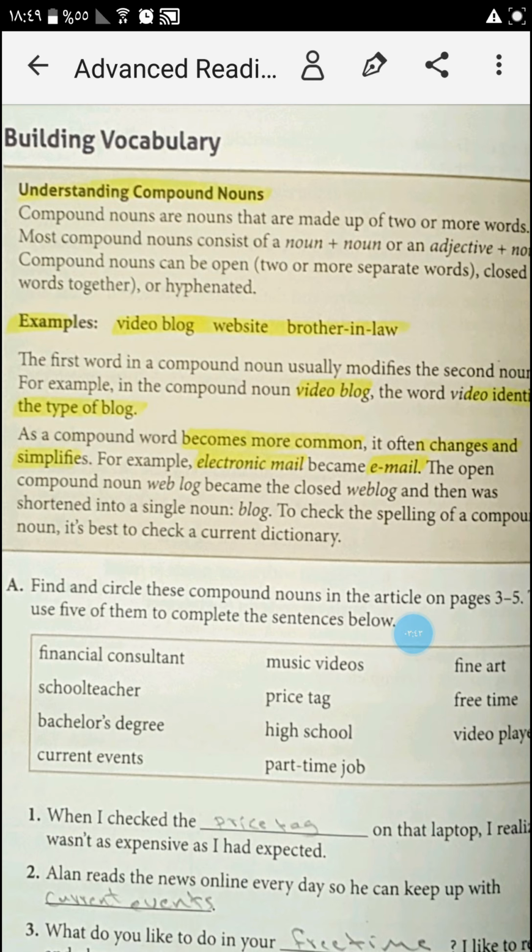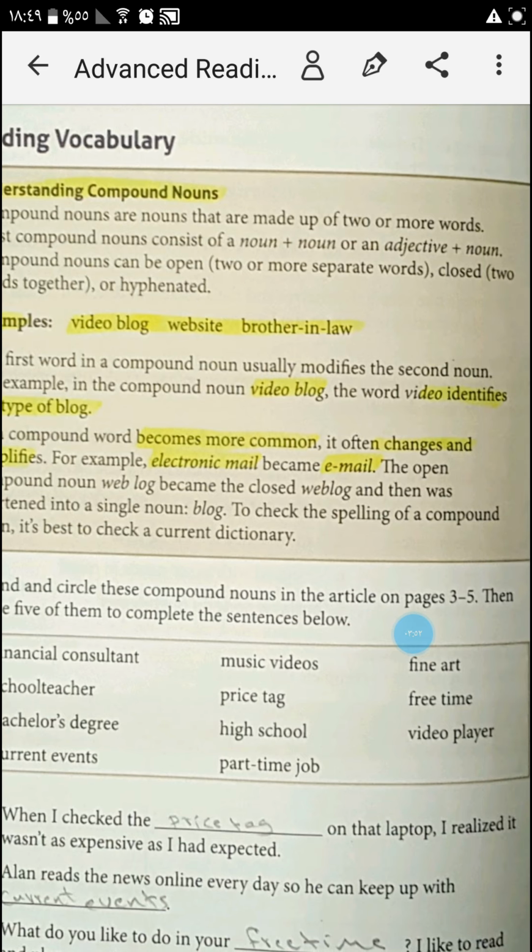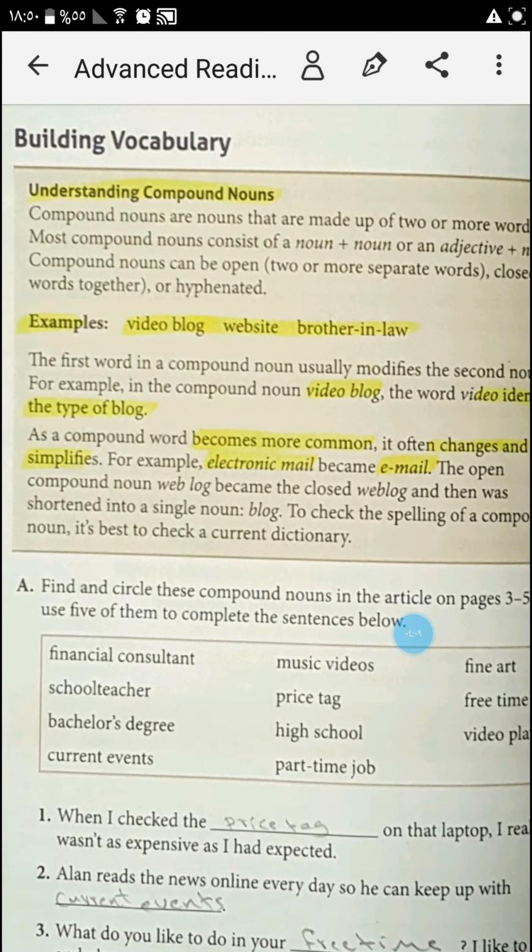While here we have video blog. It's also a compound noun, but it is separated, or separate words. And we have brother-in-law, hyphenated, with the hyphen between brother, in and law. So here we have 3 words making this term, hyphenated, brother-in-law.